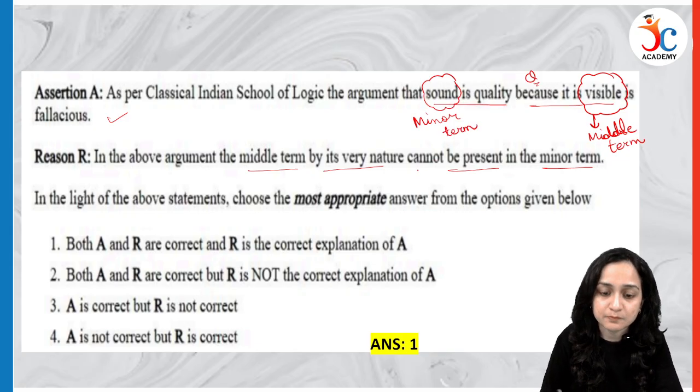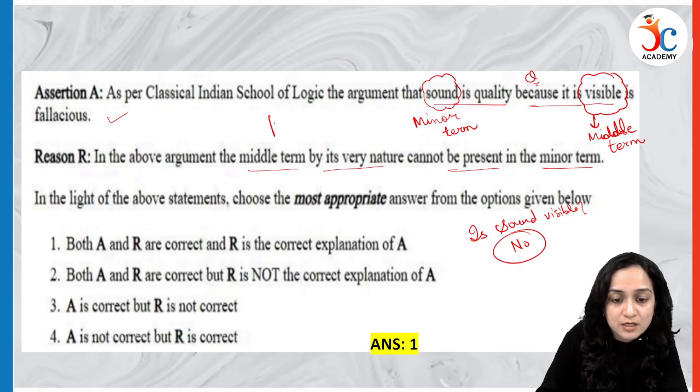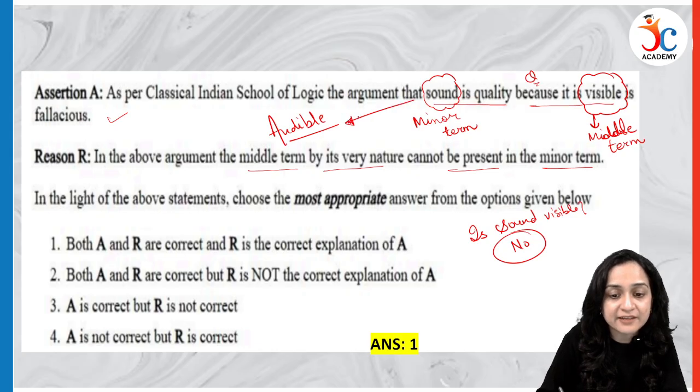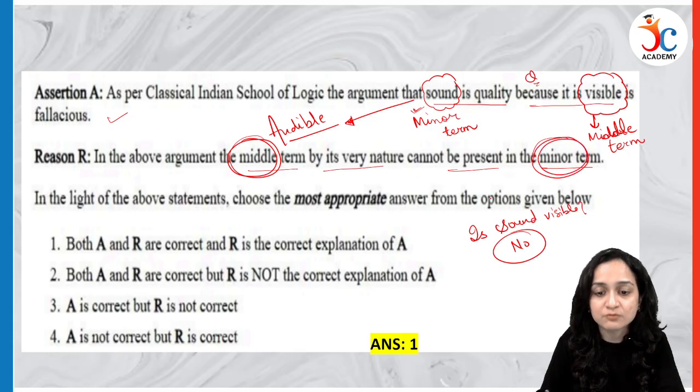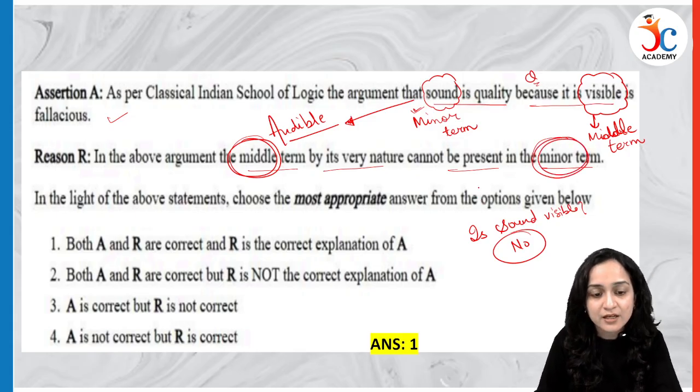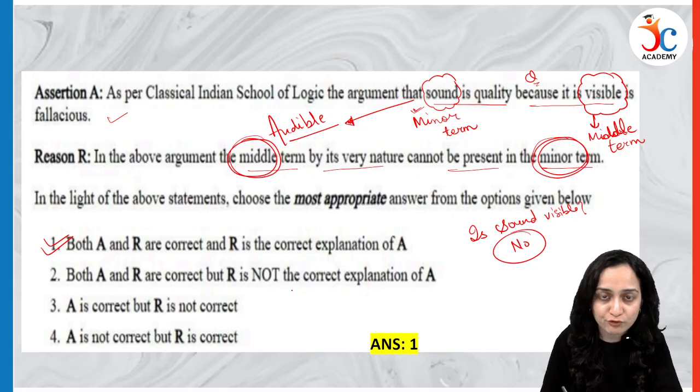Is sound visible? If I ask you, is sound visible? The answer will be no. Sound is not visible because sound is audible. Audibility is the characteristic of sound and not visibility. That is why this statement is fallacious, because the middle term, which is visible, is not present in the minor term, which is sound. That is why A and R both are correct, and R is the correct explanation of A, and answer number 1 will be the correct option here.